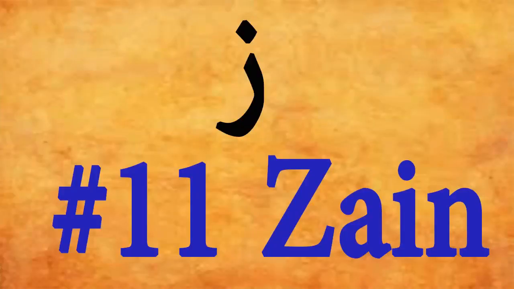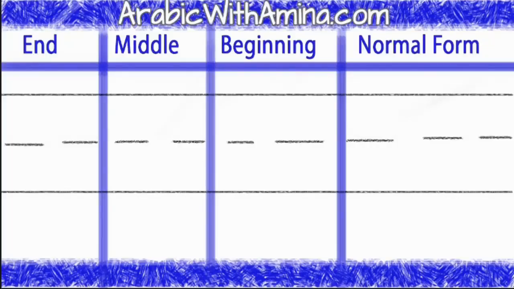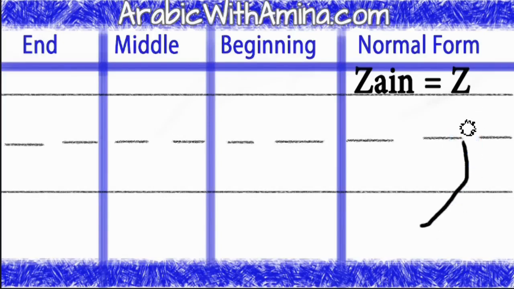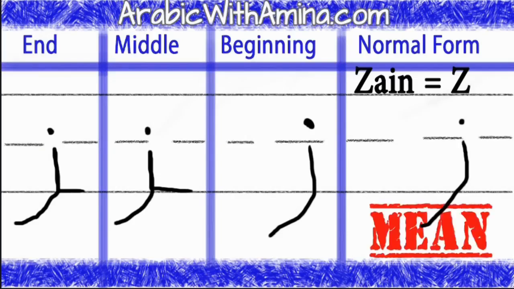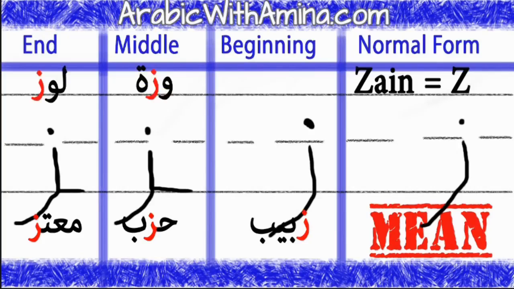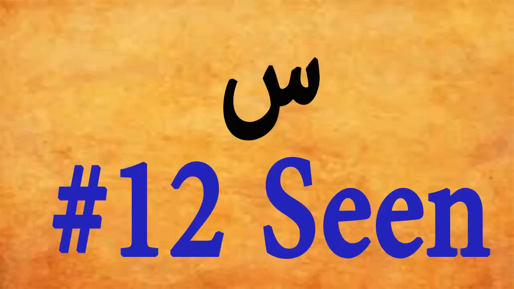Letter number 11 is called Zane. In English, Zane would be equivalent to the letter Z. It is written very similar to the letter Ra, except it has one dot on top of it. And just like Ra, it is considered a mean letter, so it is disconnected from any letters after it, as shown in the examples. And if it was after a mean letter as well, you would simply disconnect it from the letter before it.